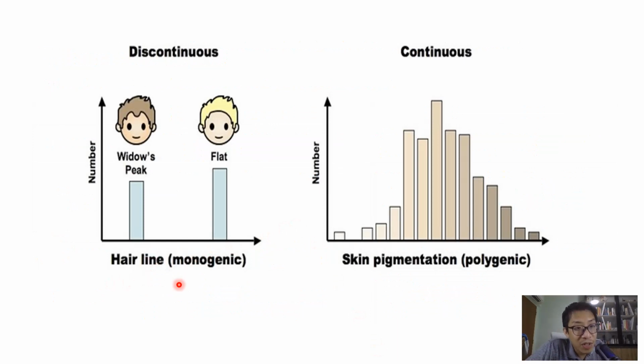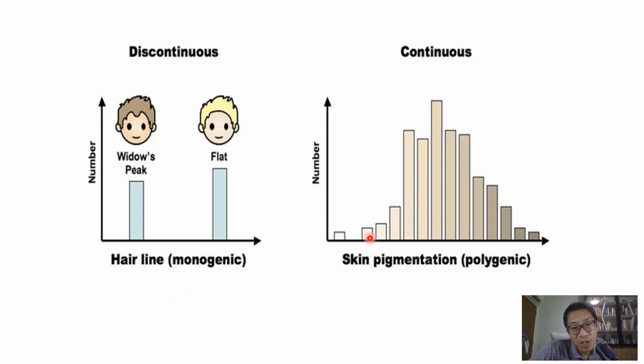A couple more examples. For the discontinuous, you have hairline. You can check yourself: some of you might have the widow's peak, this particular protrusion of hair on the forehead. Some of us don't have that. So you either have or don't have it, there's no in between. So this is two distinct classes, and the phenotype is monogenic, meaning it is coded for by one gene only.